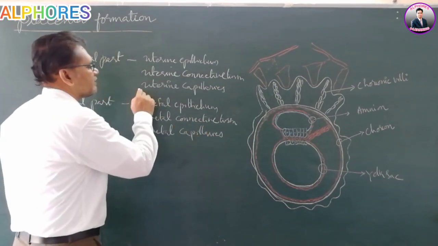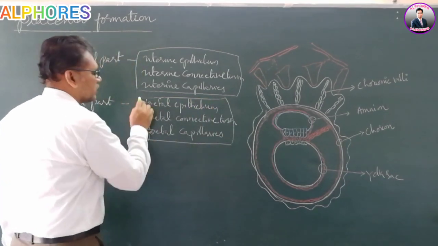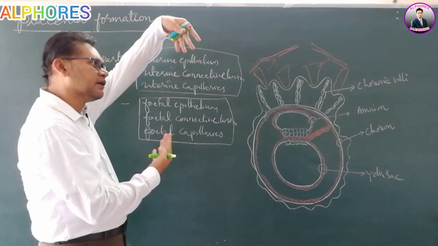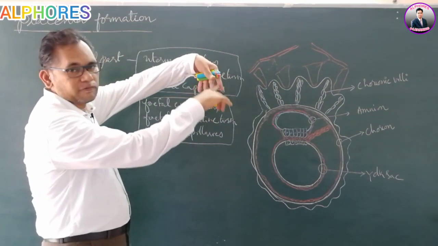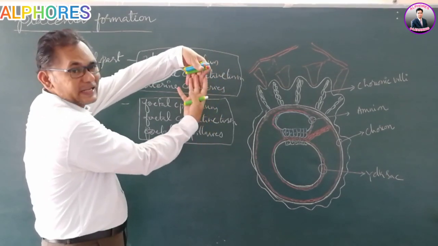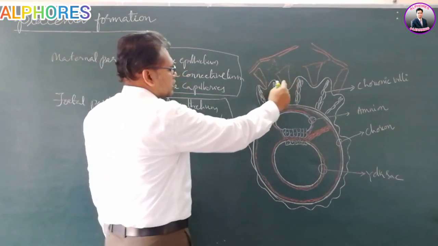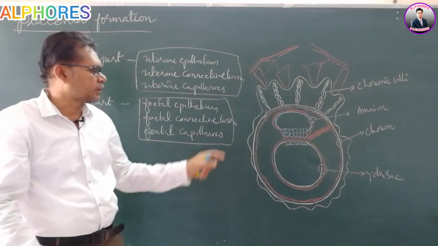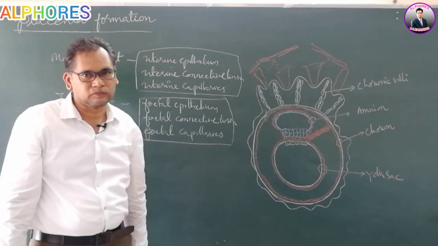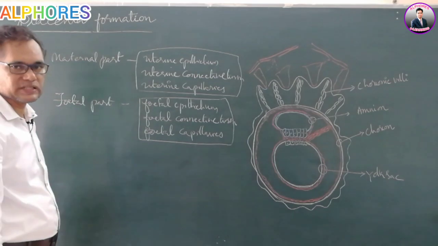Now these structures of the maternal part and these structures of the fetal part get interdigitated. It means from the mother there are finger-like villi, and from the fetus there will be finger-like processes. These two get interdigitated. Now this interdigitation of these two structures is what we are saying connection between the developing embryo and the uterine endometrium. Now these two together form placenta. This is how placenta is formed.